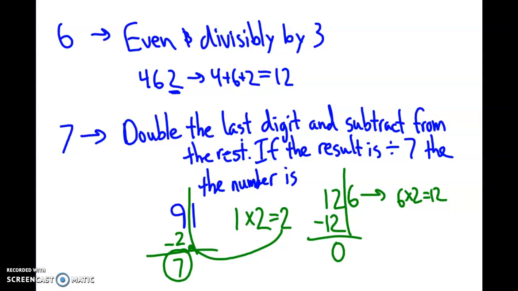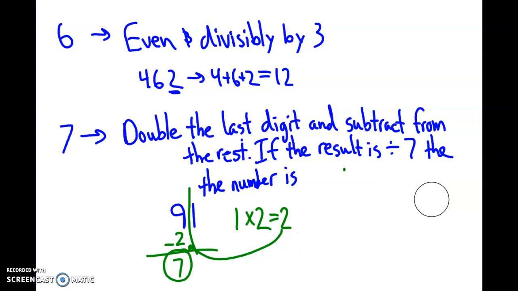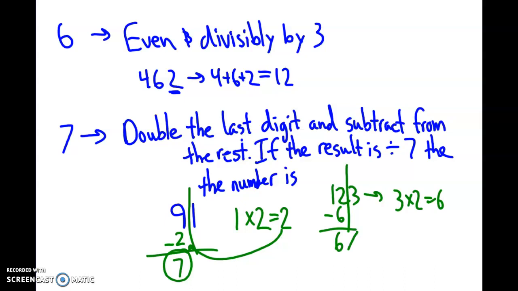So that works. And if I were to adjust it just a teeny tiny bit, so if I went like 123 and I tried this exact same thing, I take that 3, I double it, I'll get 6 this time, subtract 6. As a result, I get 6. This is not divisible by 7, so the whole number here is also not divisible by 7. All right, then we got 3 more to go over here.